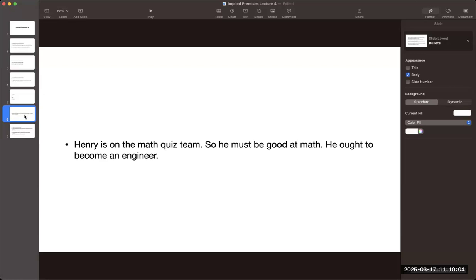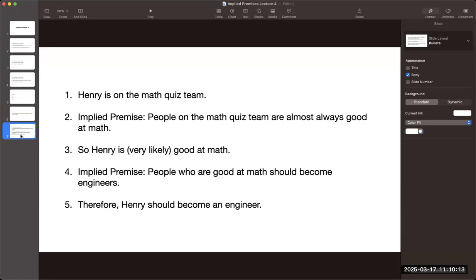Let me just give you guys one more, with a couple of levels on this. Henry is on the math quiz team, so he must be good at math. He ought to become an engineer. There are a couple of missing premises here, a couple of implied premises, and a couple of levels, right? He is on the math quiz team. People on the math quiz team are almost always good at math. The implied premise could be that everyone on the math quiz team is good at math, but I think "almost always" is a little better. Henry's very likely good at math. People who are good at math should become engineers, right? Two implied premises.